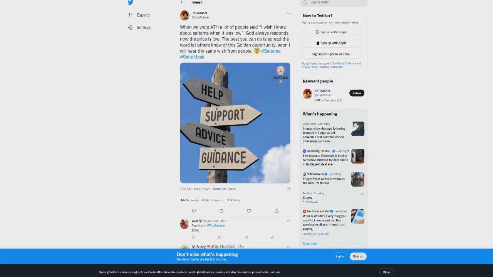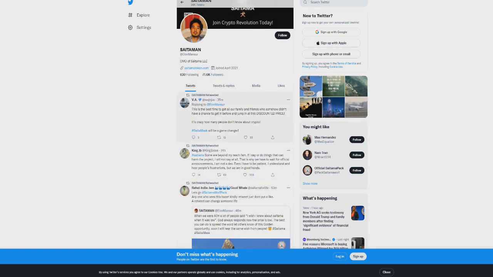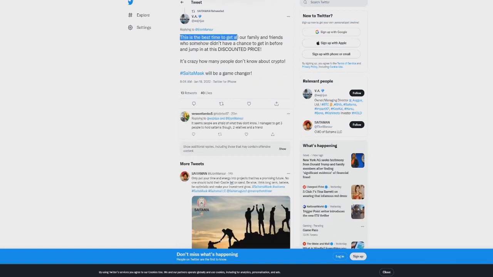Talking about how the developers and investors should now get involved, and this is the developer by the way, guys. Also another tweet: this is the best time to get all our family and friends who somehow didn't have a chance of getting in before and jump in at this discounted price. It's crazy how many people don't know about crypto. Saitama will be a game changer.